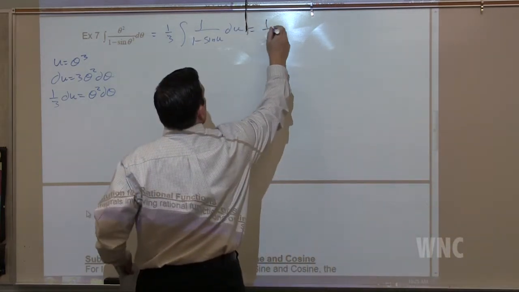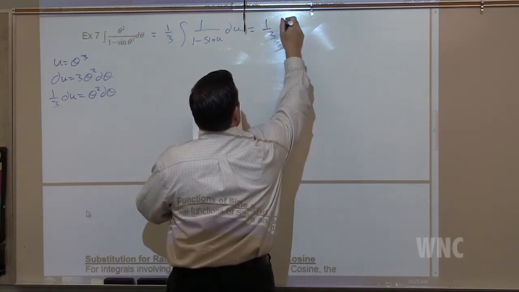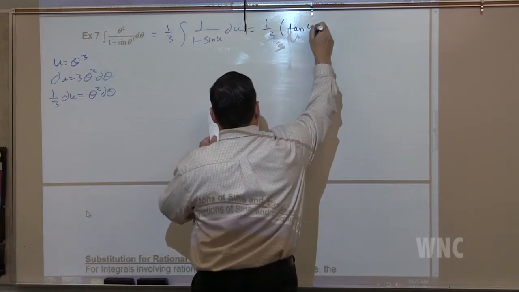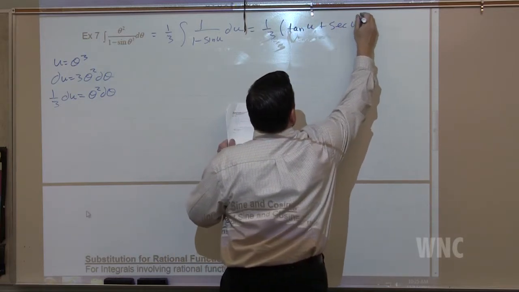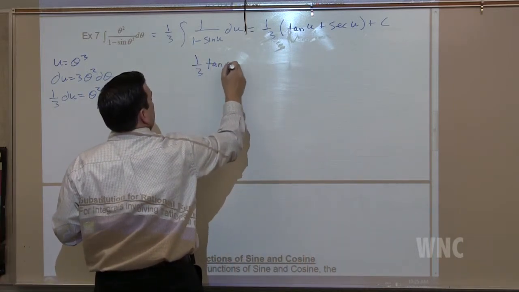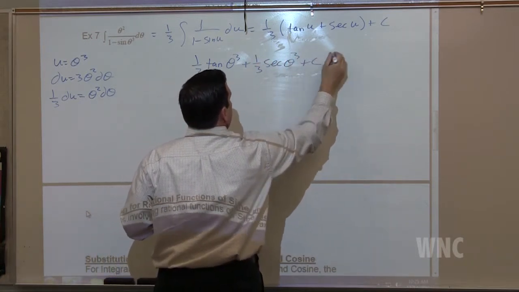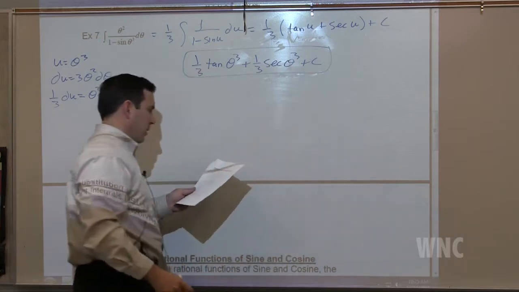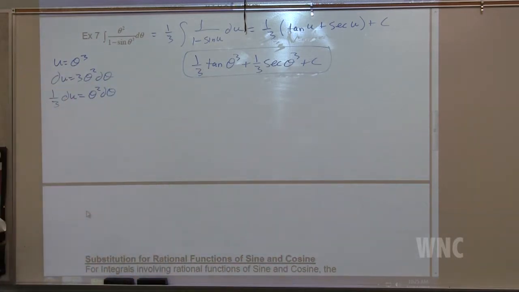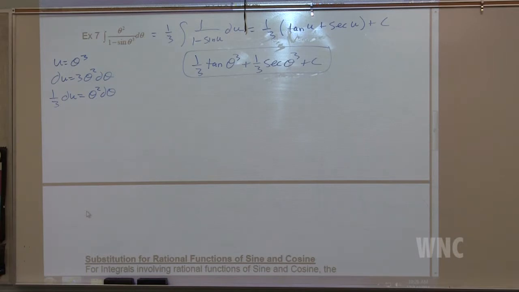That is 1/3 times tangent u plus secant u plus c, or 1/3 tangent theta cubed plus 1/3 secant theta cubed plus c. Okay, that's it for that one. That's it for that page. We have one more page and one more example to do. So again, feel free to pause if you want to write that down.